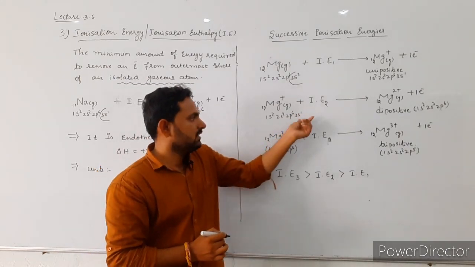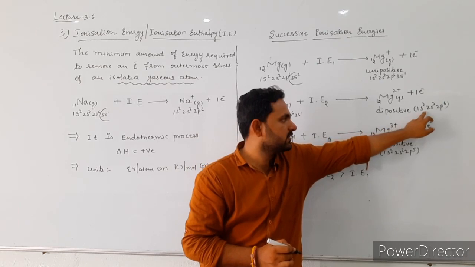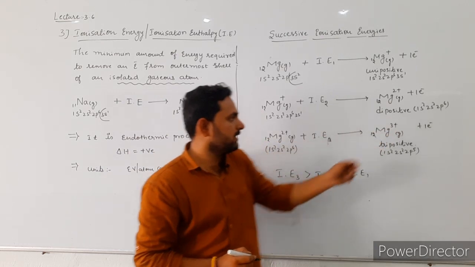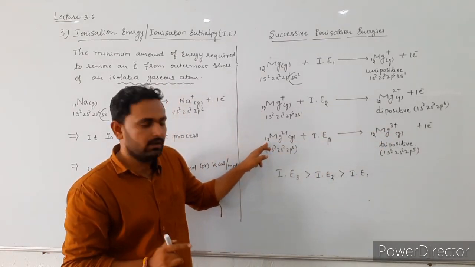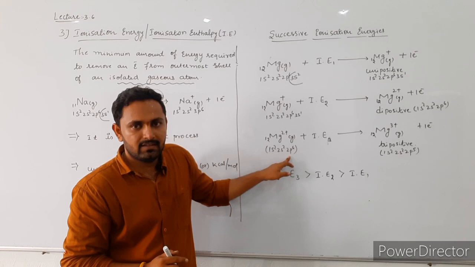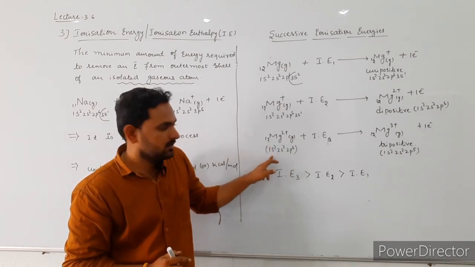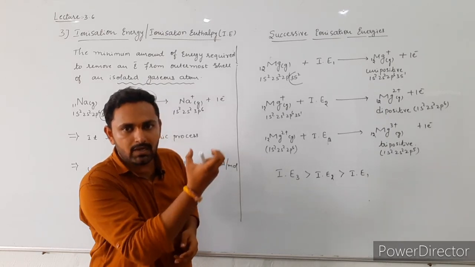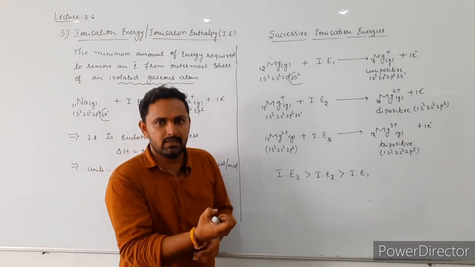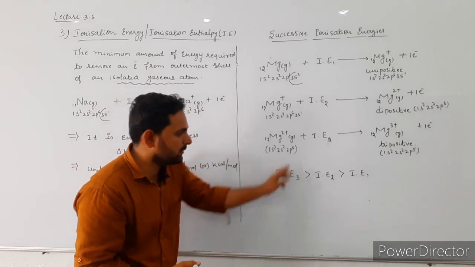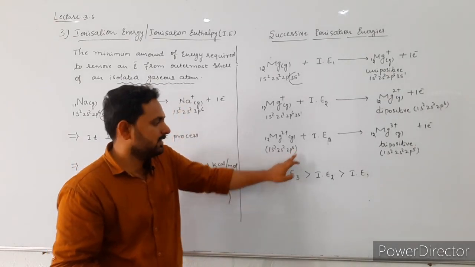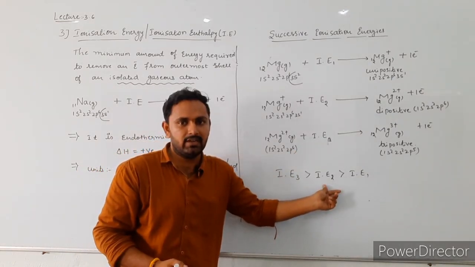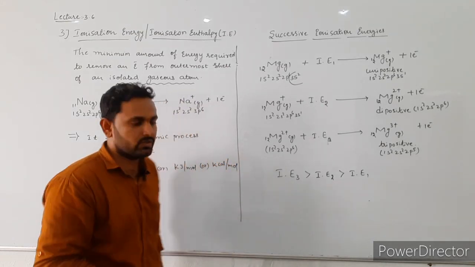Next, after removing the second electron, the electronic configuration becomes 1s2, 2s2, 2p6. In this case also, the number of protons is 12, but the number of electrons is 10. Due to the greater number of protons, the remaining electrons are strongly attracted towards the nucleus. That's why we need more energy to remove the third electron. That's why the third ionization energy is greater than the second, and the second is greater than the first.